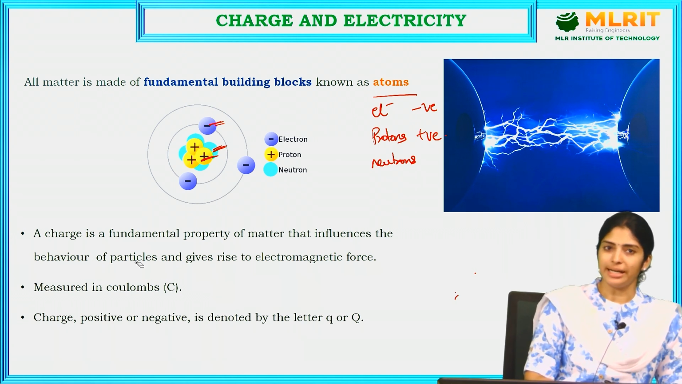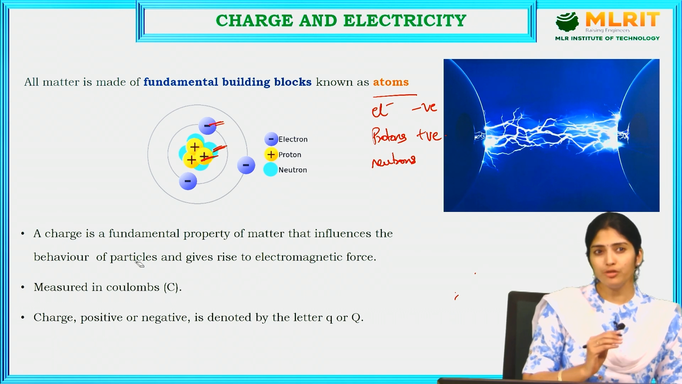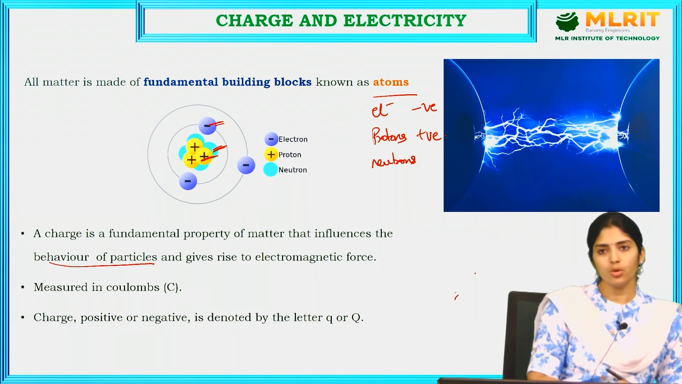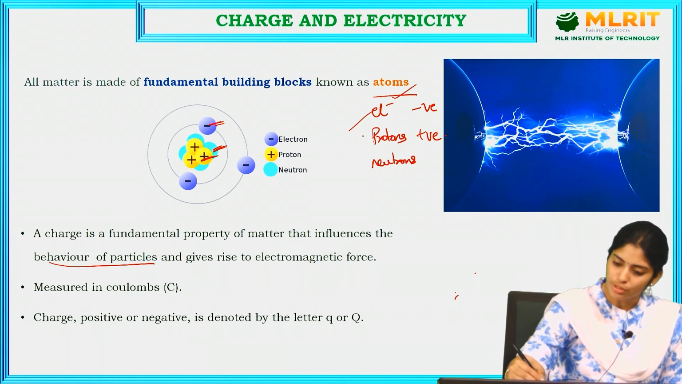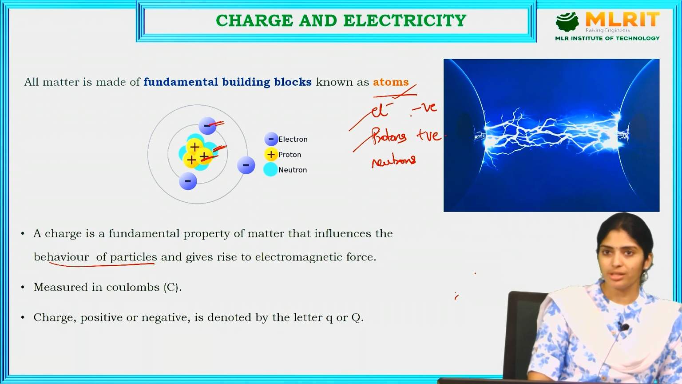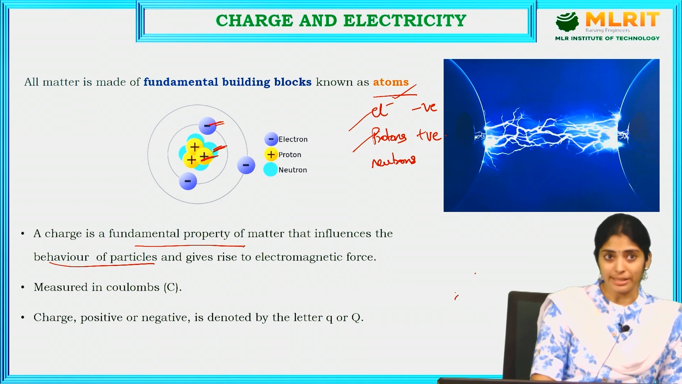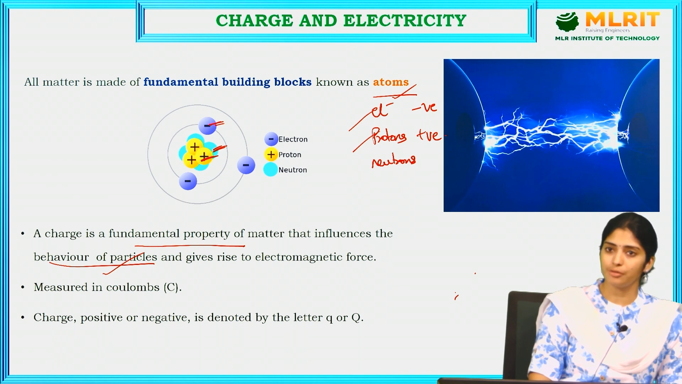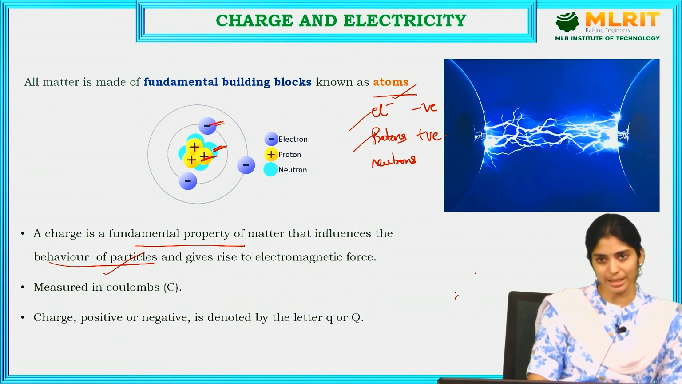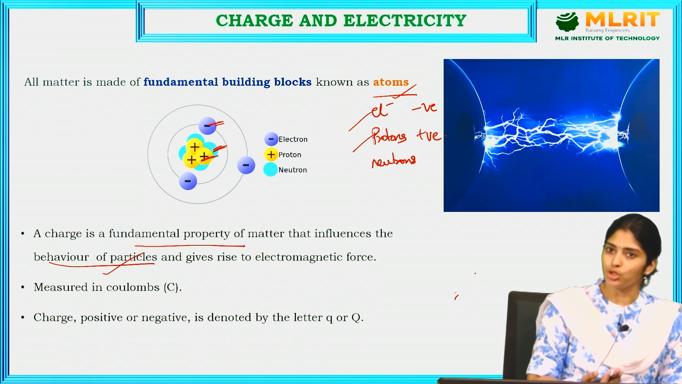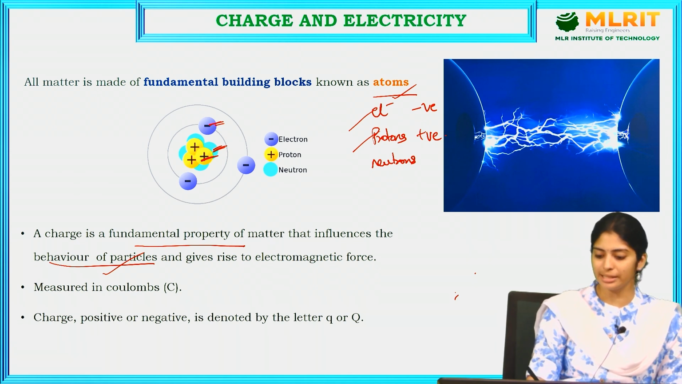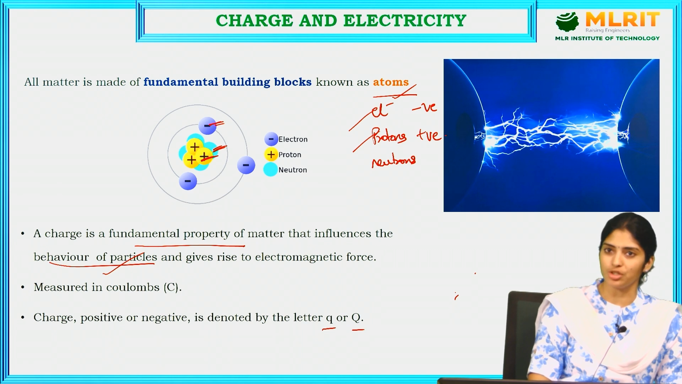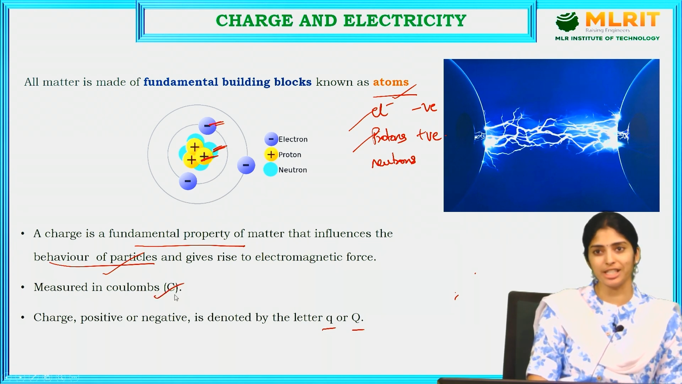A charge is nothing but a fundamental property of the matter which influences the behavior of the particles. What the behavior of the particles means is, as I told you before, atoms consist of electrons and protons. Like charges repel each other and unlike charges attract each other. This gives rise to the electromagnetic force which is very useful in electrical terminology. Charge, whether positive or negative, is indicated by the letter small q or capital Q and it is measured in coulombs. The unit of charge is coulombs.